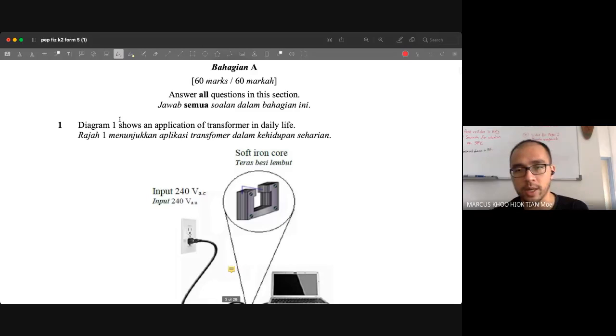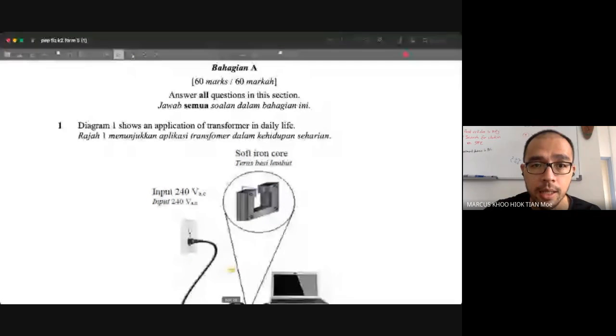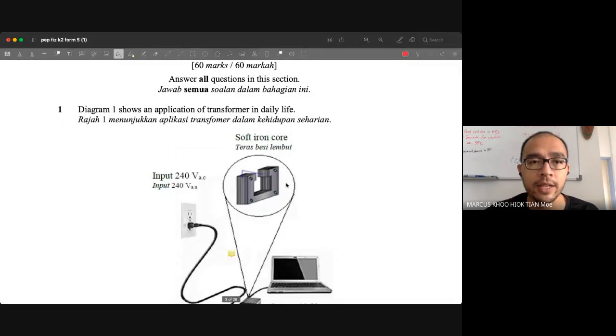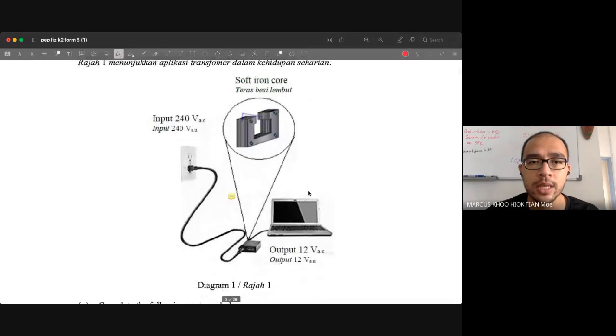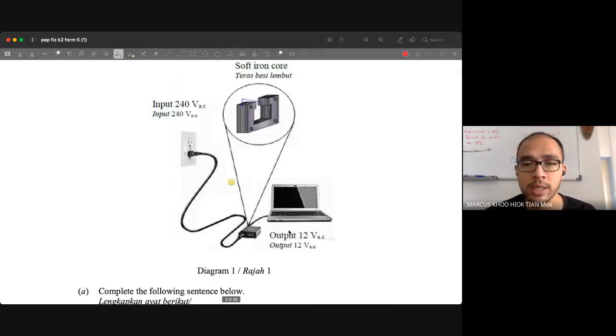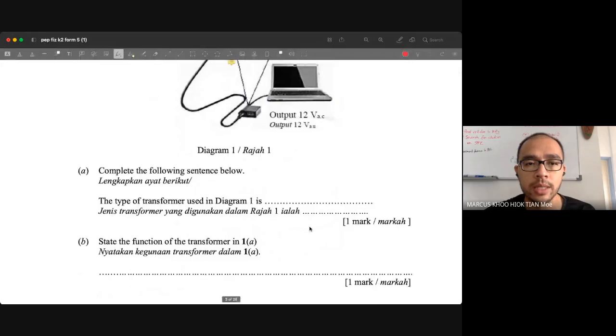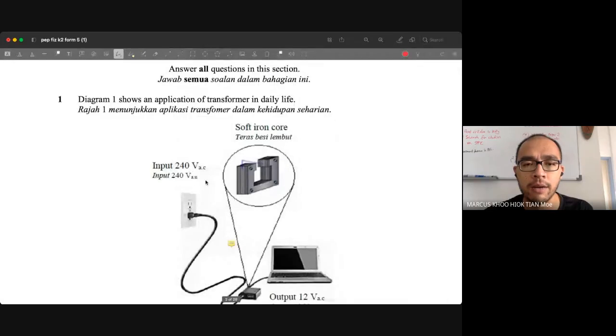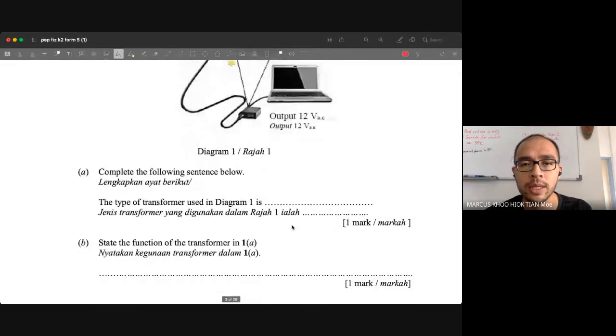So let's start with question 1. Question 1 shows an application of a transformer in daily life. As you can see here, the input is 240, the output is 12 volts AC, alternating current, and then over here is the soft iron core. The first question is the type of transformer used, and since this is changing voltage from higher to lower, this will obviously be a step down transformer.